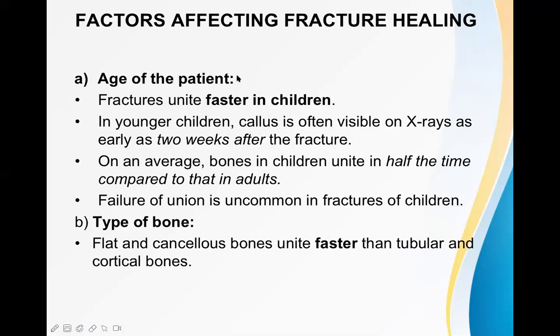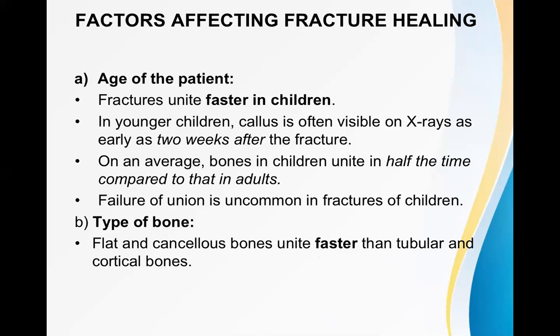The first thing is the age of the patient. Just now we talked about how fracture unites faster in children than in adults. In younger children, the callus is often visible on X-ray as early as 2 weeks after the fracture, and it takes half the time compared to adults. That is the rule. Failure of union is uncommon in fractures of children. It unites very easily.